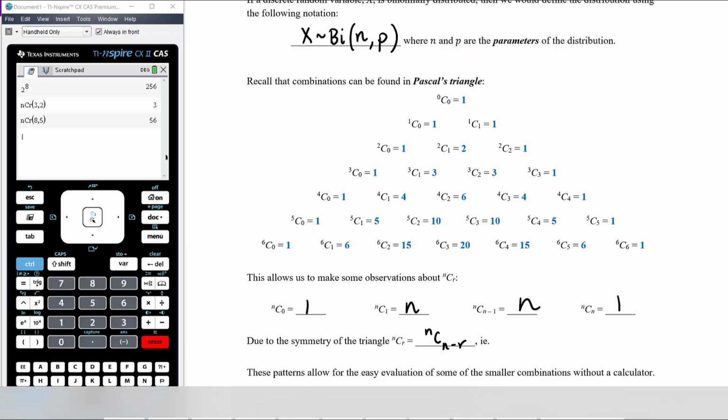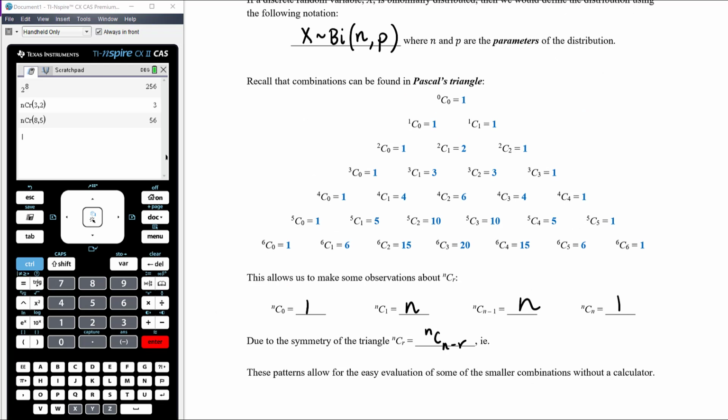So these patterns, being able to generate the triangle and making use of these patterns, allows us to calculate and evaluate some of the smaller combinations without the use of a calculator.